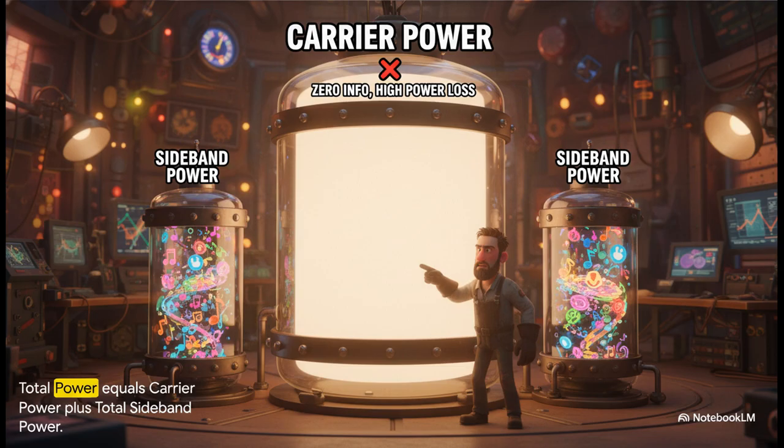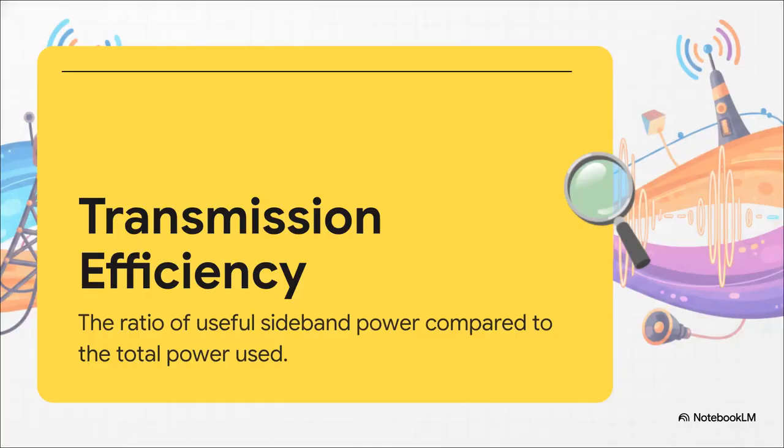The total power transmitted, P sub T, equals the power of the carrier plus the power in those two sidebands. Now remember what we established earlier. An unmodulated carrier wave contains absolutely zero information. It's empty. All of your voice data is located entirely within those sidebands. So the crucial takeaway here is this plain text translation. Transmission efficiency is strictly the ratio of the useful power located in the sidebands compared to the massive amount of total power being pumped into the antenna.